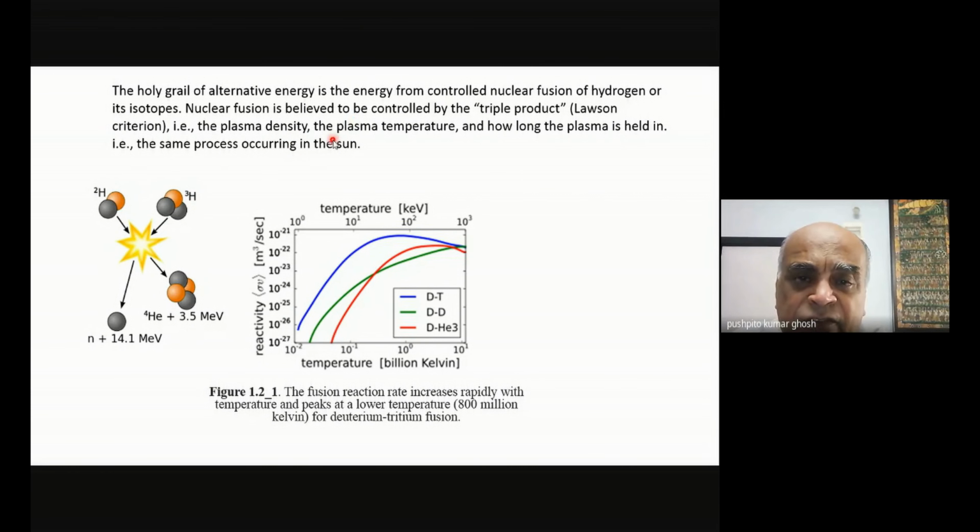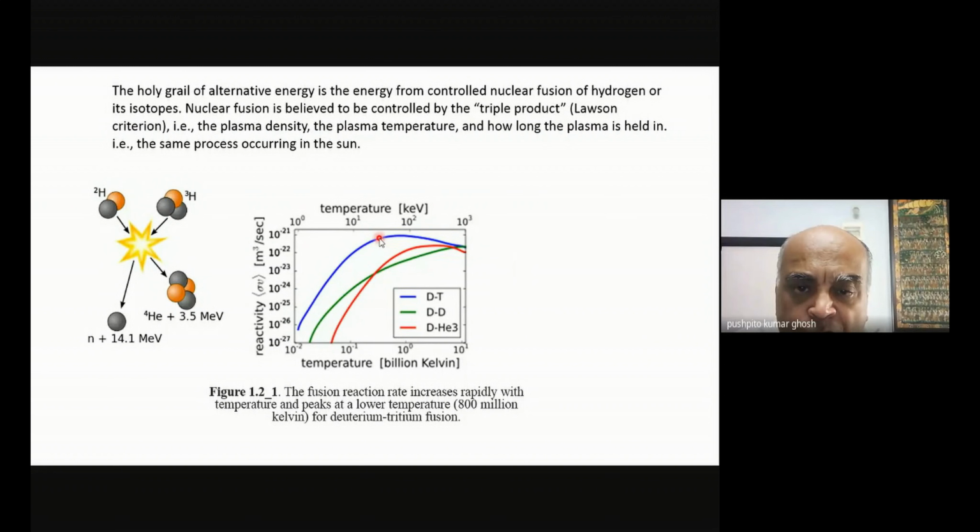The second is that there is a high activation energy required for this process, and so the plasma temperature is a very crucial thing. Just to give you an idea, you can see this axis is in billion degrees Kelvin. Now, what you can see is that as you increase the temperature, the reactivity goes up. It's much less here and higher as you increase the temperature.